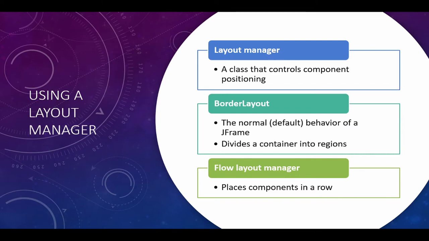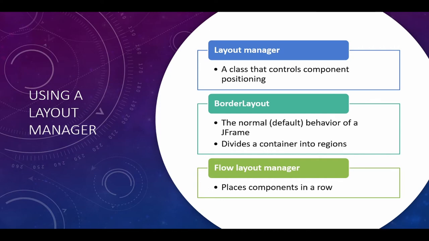You can use something in Java called a layout manager. A layout manager is going to control where all of these components go within your window. There's something called a BorderLayout, which is the normal default behavior of the JFrame. It divides the container into regions, almost like dividing it up into a table. And then what you can do is put items in specific locations within that region of the container, or say a cell of the table.